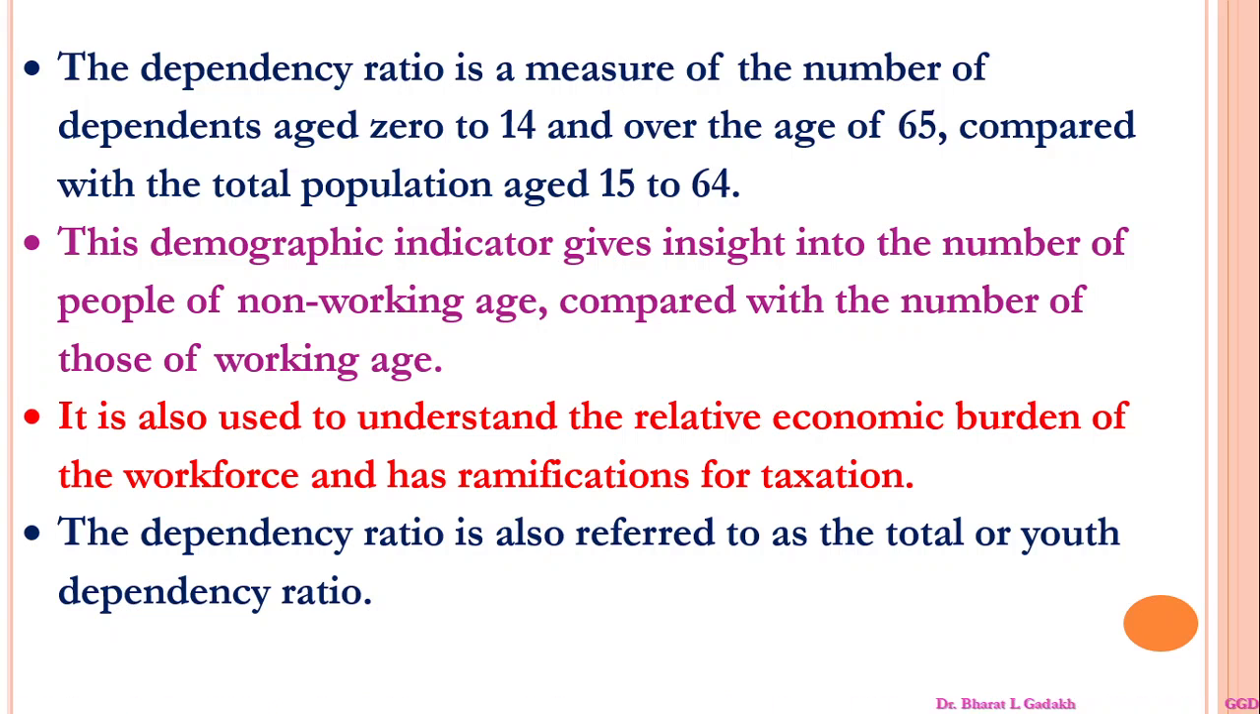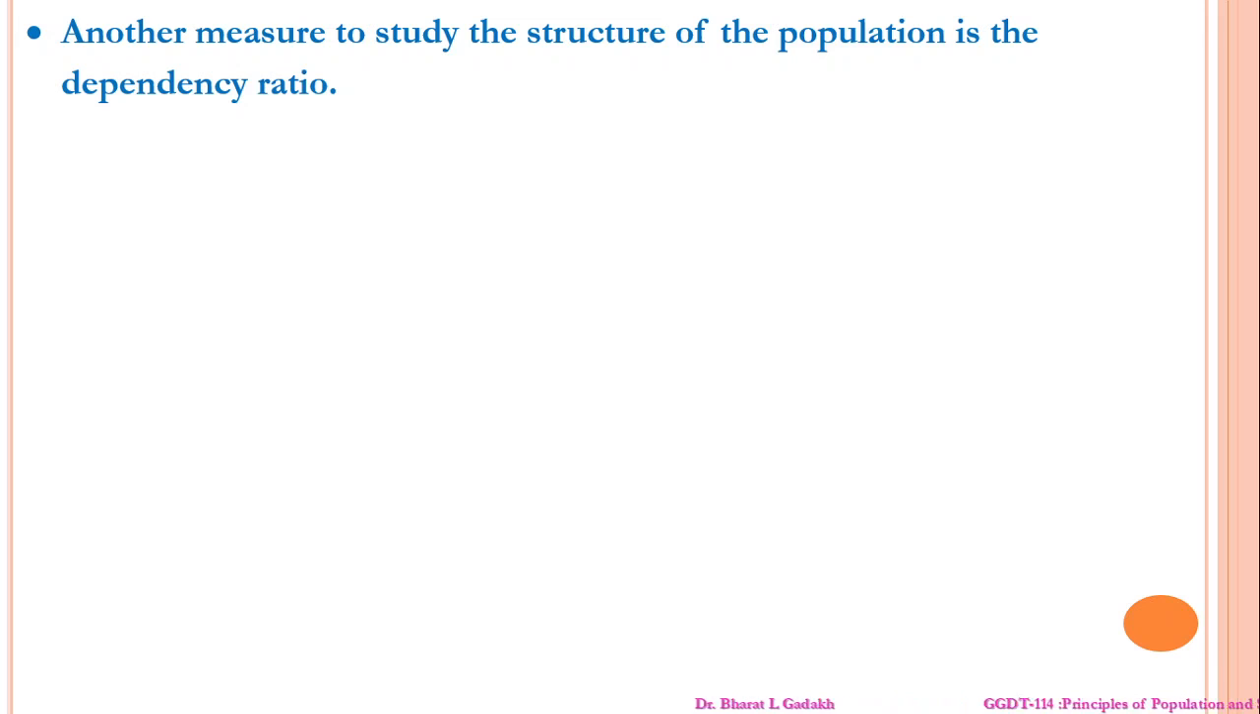The population in the age group 15 to 59 or 15 to 64 is considered to be the working population. Those below 15 are the young dependents, and those above 60 or 65 are considered old dependents. The dependency ratio is computed with the following formula. Another measure of the structure of the population is the dependency ratio.